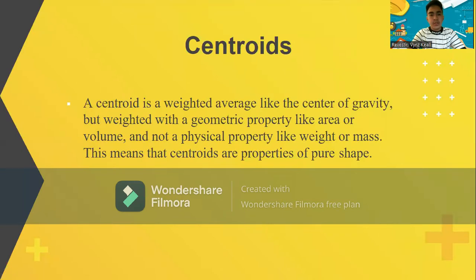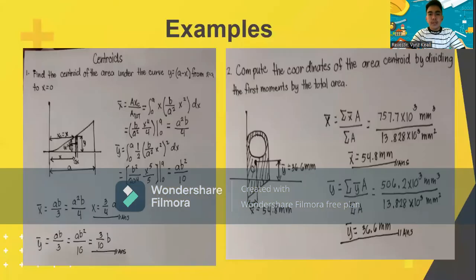So centroids. A centroid is a weighted average like the center of gravity but weighted with a geometric property like area or volume, and not a physical property like weight or mass. This means that centroids are properties of pure shape. So we have two examples of centroids.